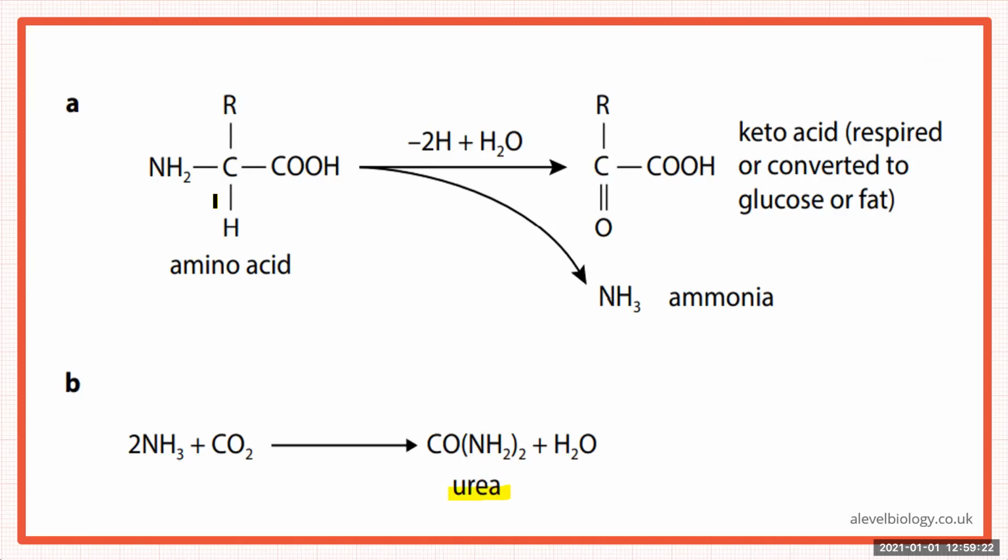Here you can see this is an amino acid, and you can see the amino group and one extra hydrogen. These two are removed to make ammonia, right? And this is the keto acid that remains. It can enter the Krebs cycle or be converted into glucose or fat. And later on, ammonia combines with carbon dioxide to give urea as well as water.